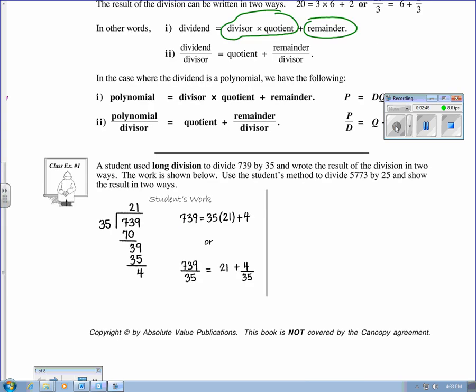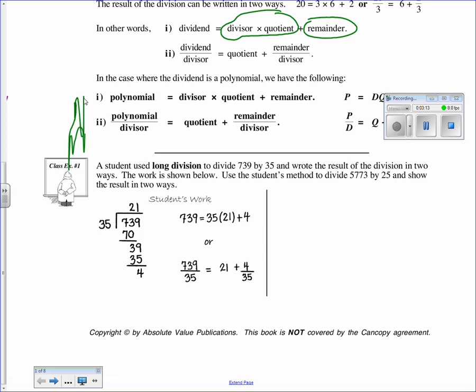The language that we're going to have with polynomials is that we're going to start with a polynomial that we're going to have a divisor for. So the divisor times the quotient plus the remainder will be equal to the polynomial, or an equivalent statement would be to write the polynomial divided by the divisor is equal to the quotient plus the remainder divided by the divisor. Again, language here we need to practice.